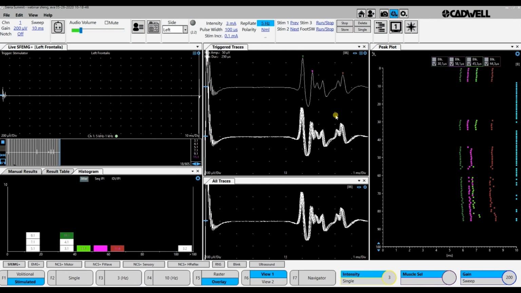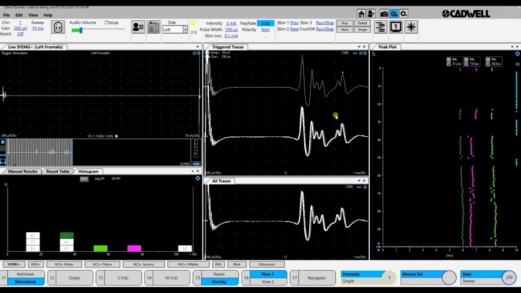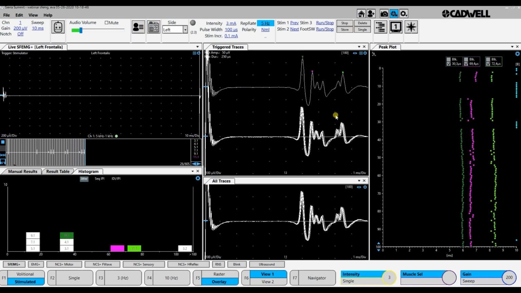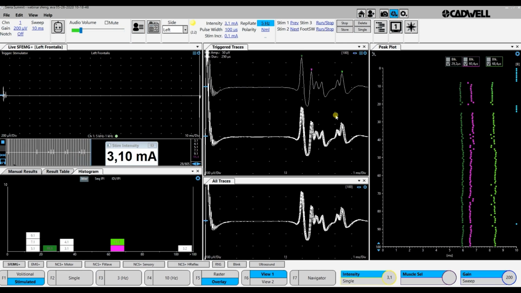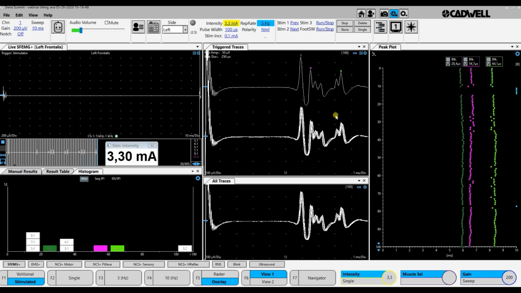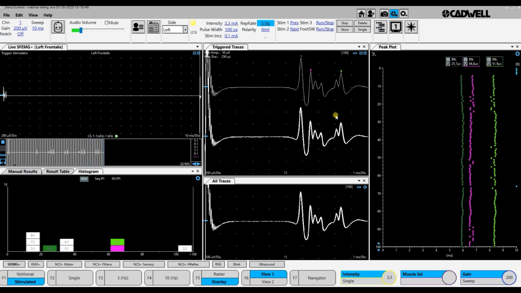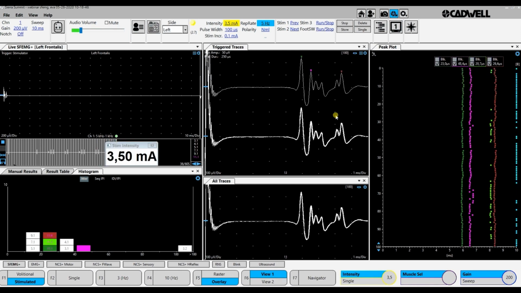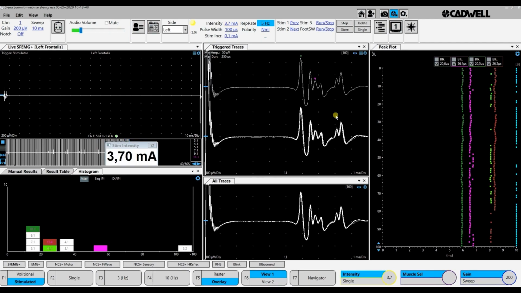Here we can measure a jitter, and you see how they all move together a little, because it's a jitter at the stimulation site. I increase the strength a little to make them all more stable, and here they are all very stable. I increase it even more, and now they are stable.